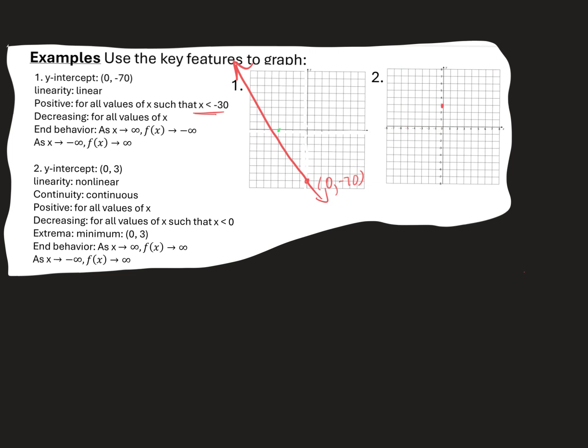So I'm going to draw a parabola through (0, 3), and that would fit all of those descriptions mentioned in the instructions.